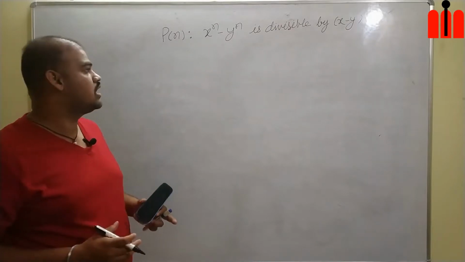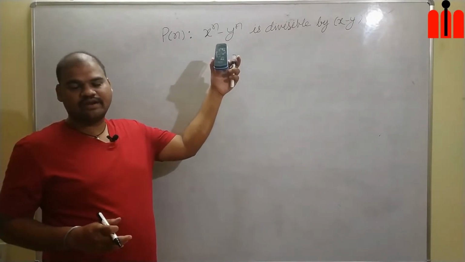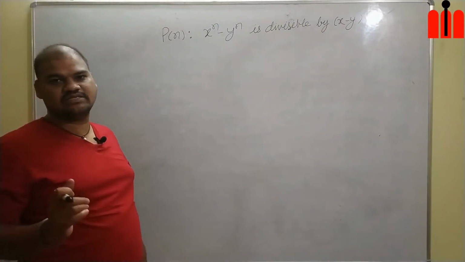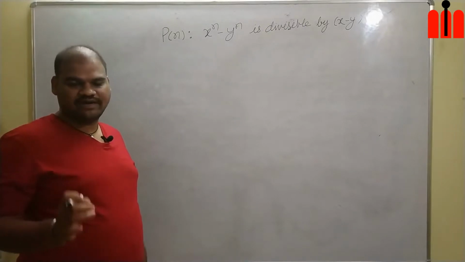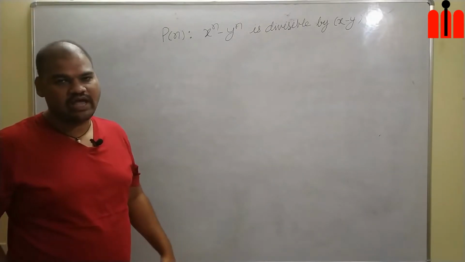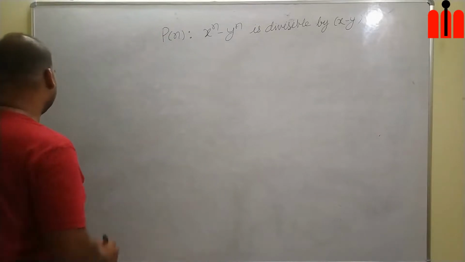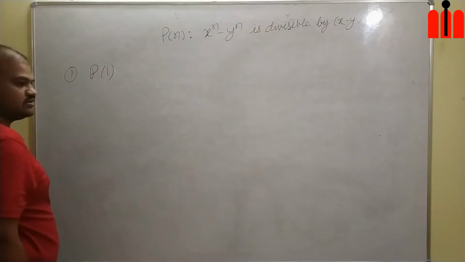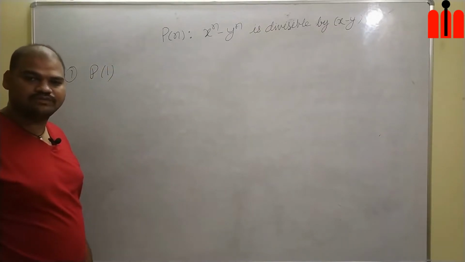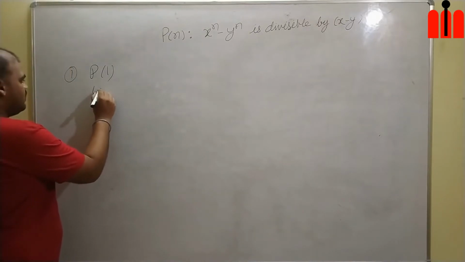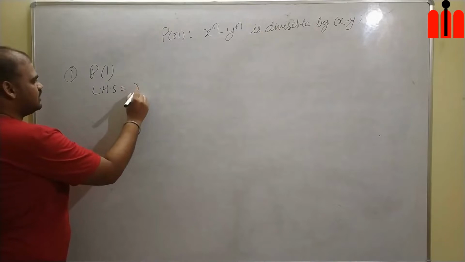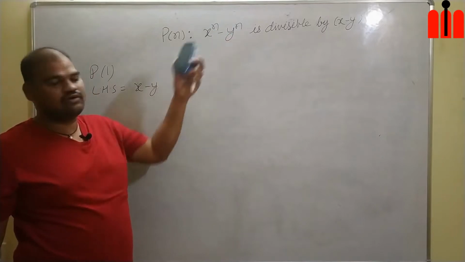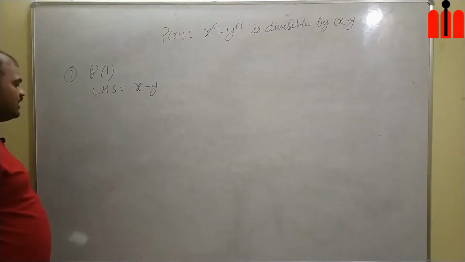So my problem is x to the power of n minus y to the power of n is divisible by x minus y. This is a mathematical statement which is represented by p of n. Now let's start our basic check. Basic check, we are having p1. In basic check we will substitute n equal to 1. Then what will be my LHS? My LHS will be x minus y. Just substitute n equal to 1, then you will get x minus y.